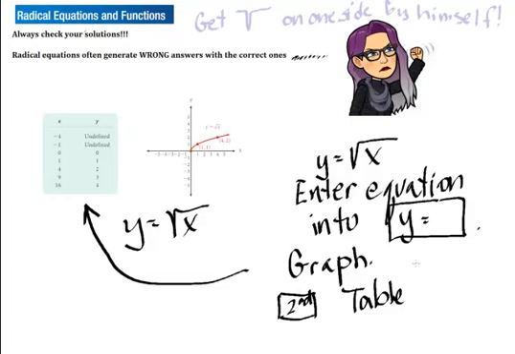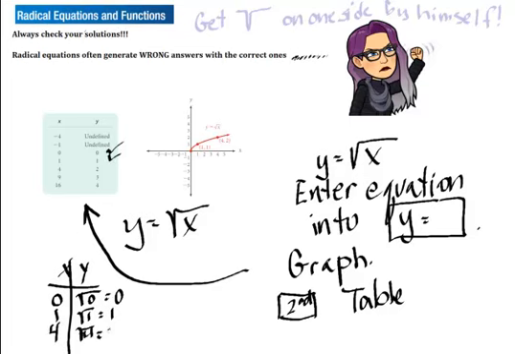If you wanted to, you could generate your own table just by plugging them in. So like if x is 0, you plug in for y, square root of 0 equals 0. That's how they got this one. If x is 1, square root of 1 is 1. That's how they got that guy. If x is 4, square root of 4 is 2, and that's how they got that guy, and so forth.